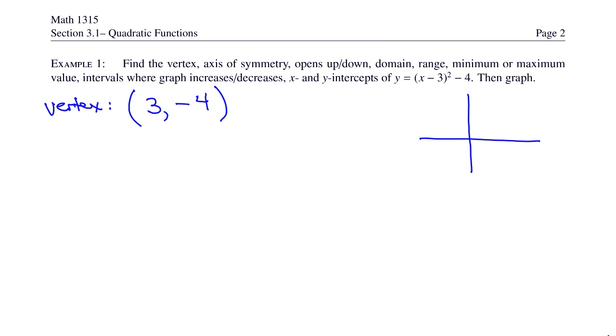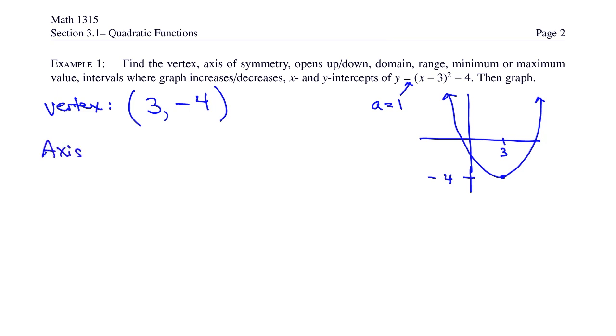We know the vertex is at (3, -4), and we can see that the number in front of the (x minus 3) squared would be, if we wrote it out, +1. Since it's positive, that means the parabola opens up. Now this graph that I've drawn is a sketch. It is not intended to be accurate at this point. It's just sort of a guide as to what's going on in this problem.